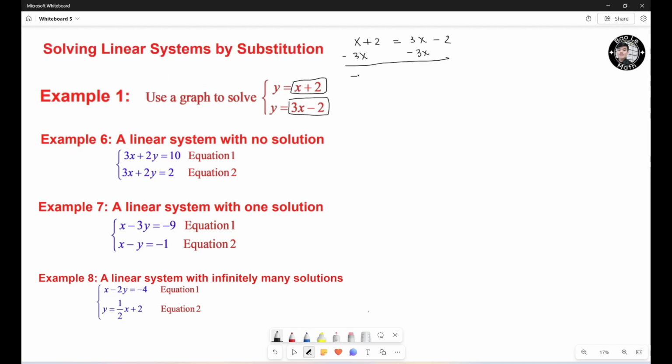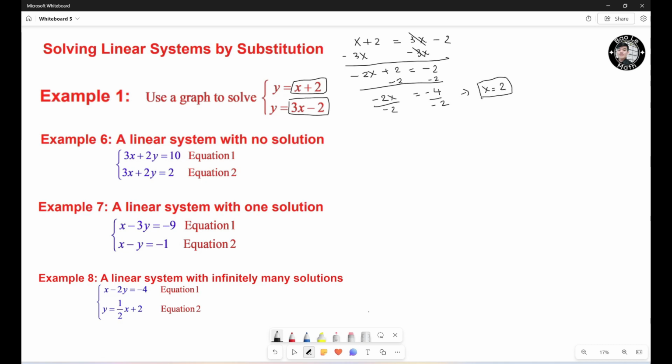Alright, so I have negative 2x plus 2 equals, this guy cancels out, and this is negative 2. Now I subtract 2 from both sides. I have negative 2x equals negative 4. I divide both sides by negative 2. Alright, I have x equals 2.